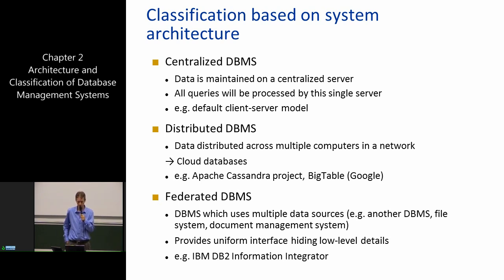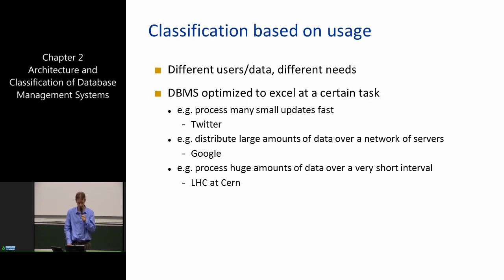A federated DBMS is basically a DBMS layer that you put on top of a set of existing data sources. The data sources could be anything. They could be old hierarchical DBMSs, old network DBMSs, maybe some relational DBMSs, maybe some Excel files, maybe some emails and so on. And what a federated DBMS is going to do is put a layer on top of that such that it provides uniform access to all these underlying data sources. So it's going to hide the low-level implementation or storage details of each of these underlying data sources. And a very important example there is the IBM DB2 Information Integrator.